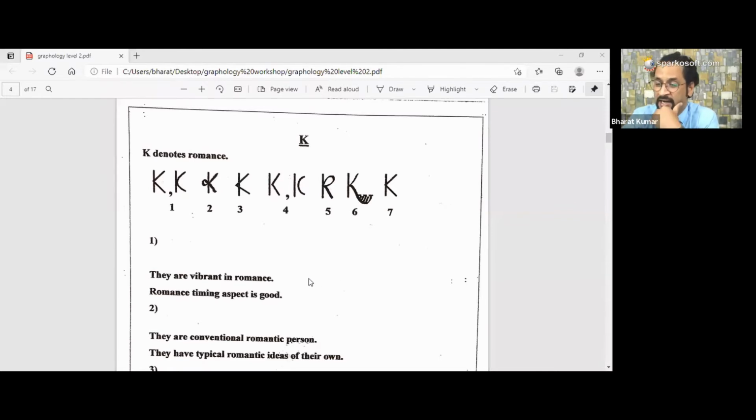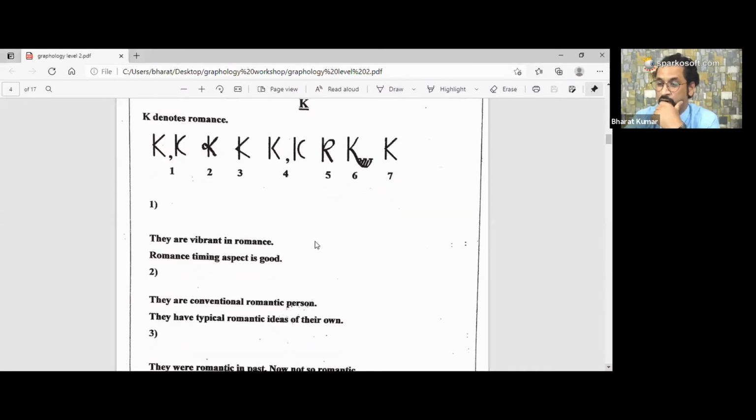Now, the second kind of K, you can see this kind of K. It is observed in many cases. They are conventional romantic persons. They have typical romantic ideas of their own, meaning the second one has his or her own fantasy, their own ideas of romance. They don't bother about their partner. They have their own idea and want to satisfy only that. If they are not having that kind of romance, they think they will not feel happy.